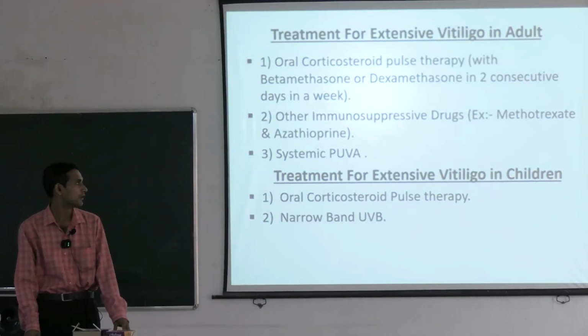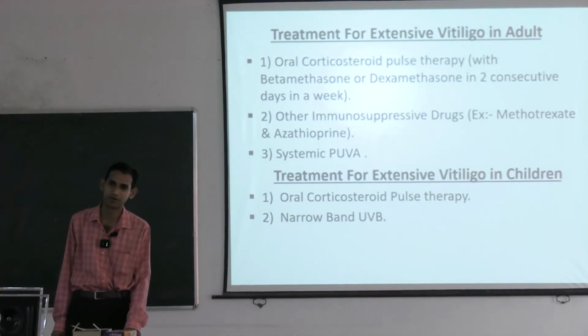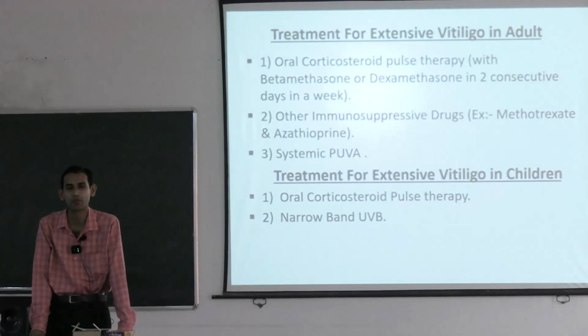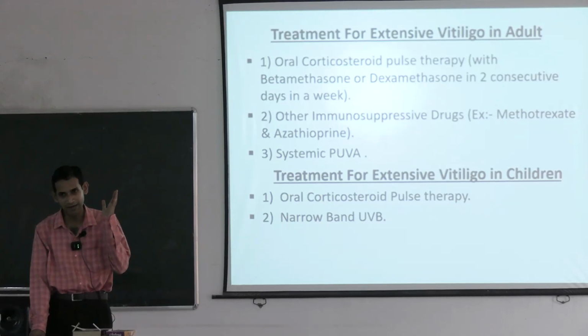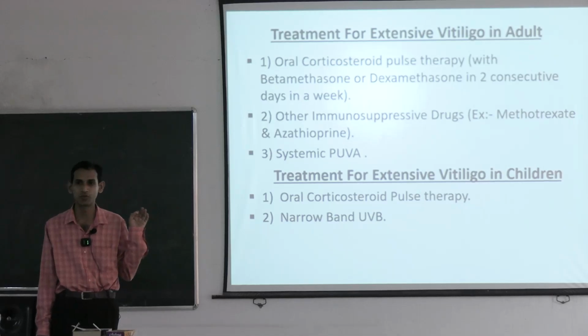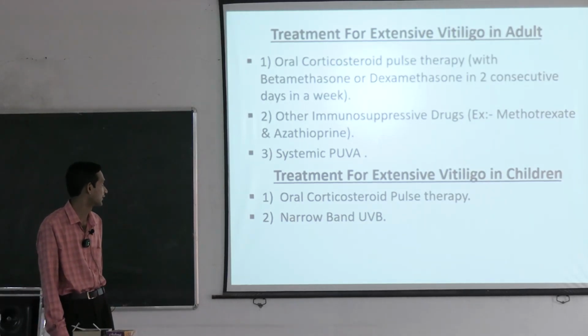That means usually oral steroids are given, that is pulse therapy of steroids. Usually pulse steroids are given with betamethasone or dexamethasone or methylprednisolone, in a dose of 0.1 milligram per kg body weight, 2 consecutive days in a week. That means Saturdays and Sundays, for several weeks, so that we can arrest the spread of vitiligo. Usually mini pulse steroid or pulse corticosteroid produces a good result for the arrest of vitiligo. It is applicable both for adults and children.